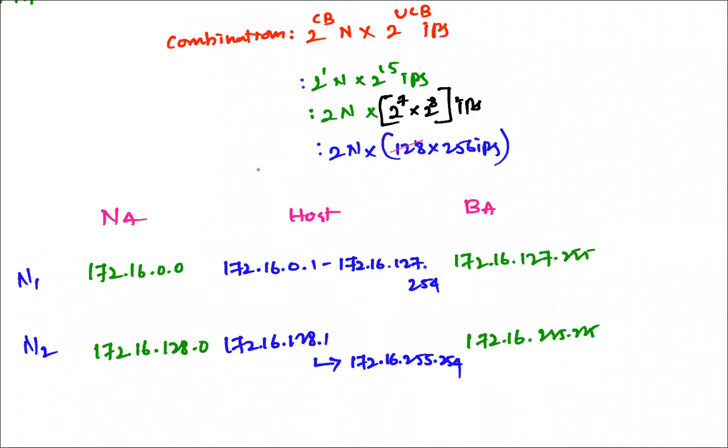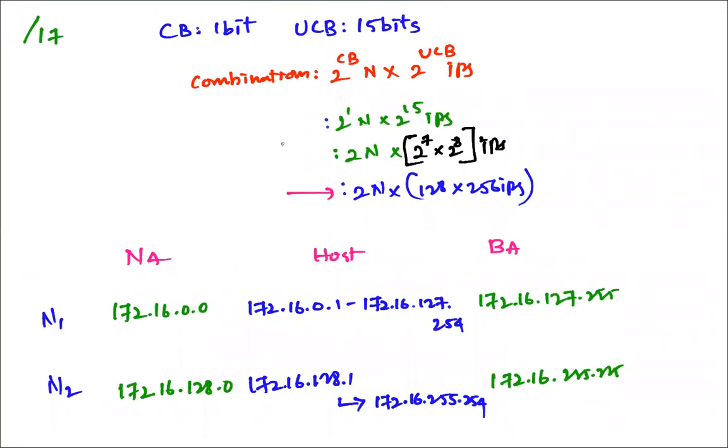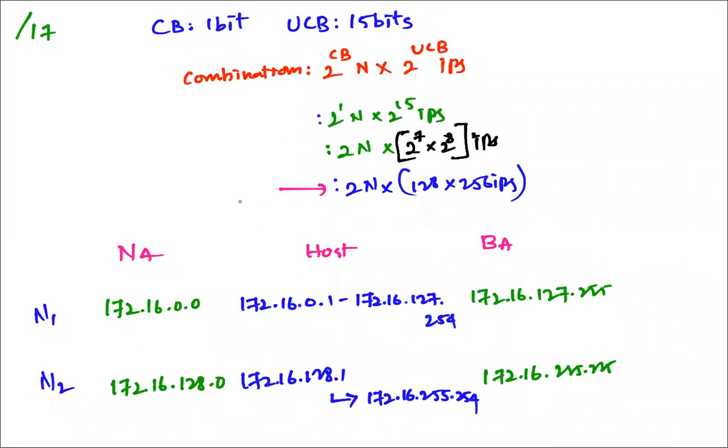Finally, the important one is the combination. Okay, so let me just write this clearly. 128 into 256. Okay, this is very, very important, guys. If you get this, then you'll be able to understand everything clearly. Okay, yeah. So hope you guys understood. Okay, slash 17. If you didn't understand it, then please go check the recordings once it is uploaded.